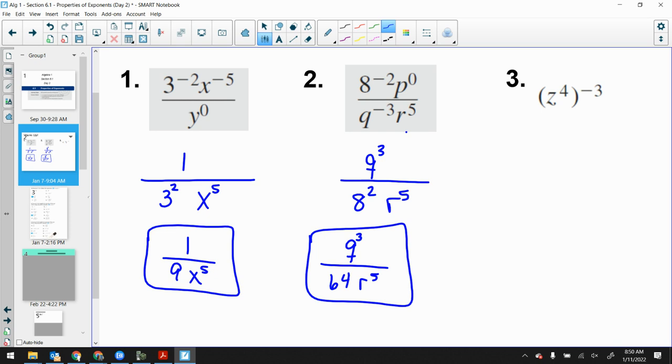What should the power on Z turn into? Negative 12, right? Power to a power means we multiply, so that is Z to the negative 12th power. I like to put a line in my Z's too so that it doesn't look like a 2. And thank you. Now we have to do a 1 over Z to the 12th.